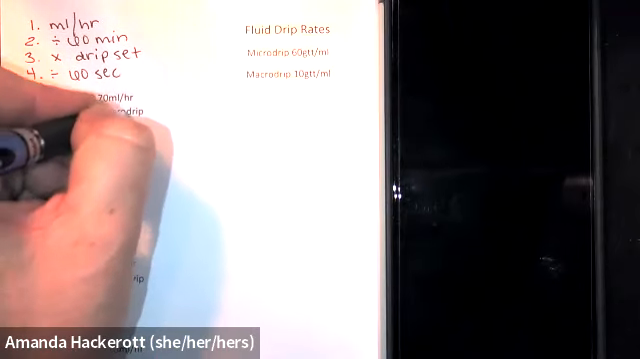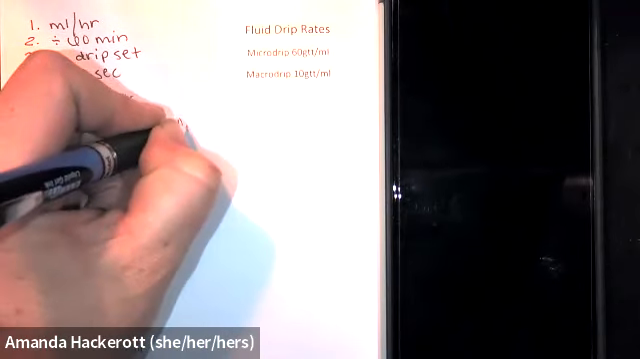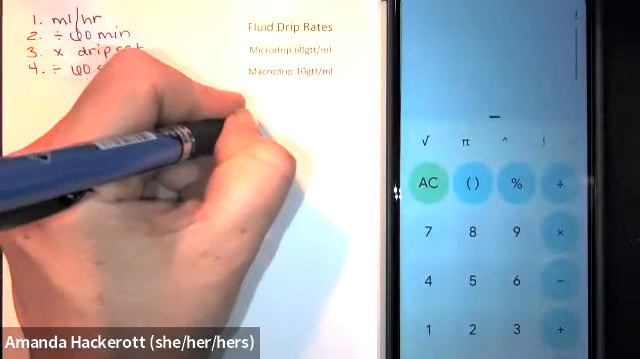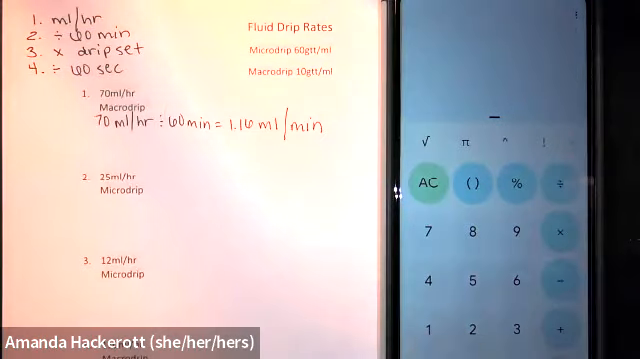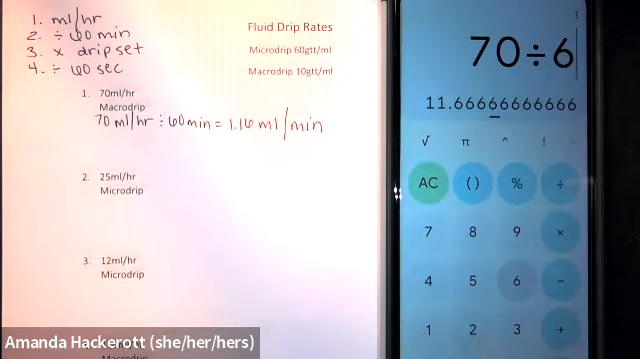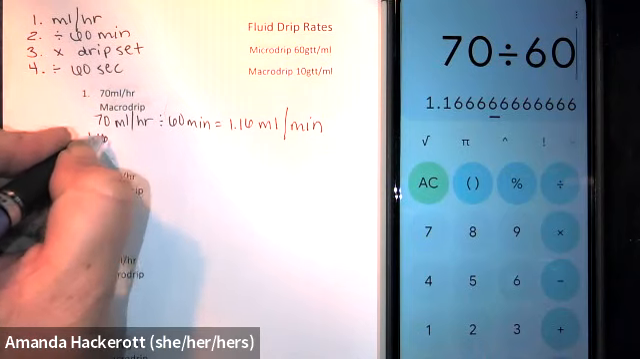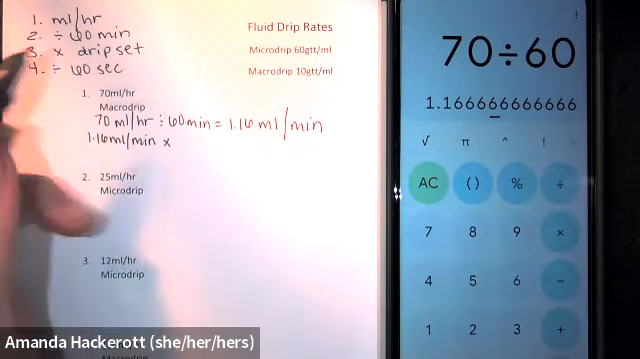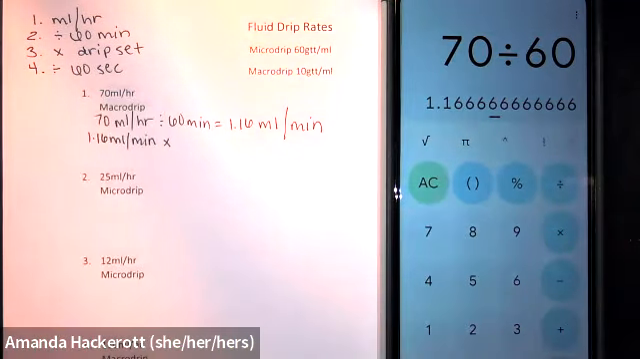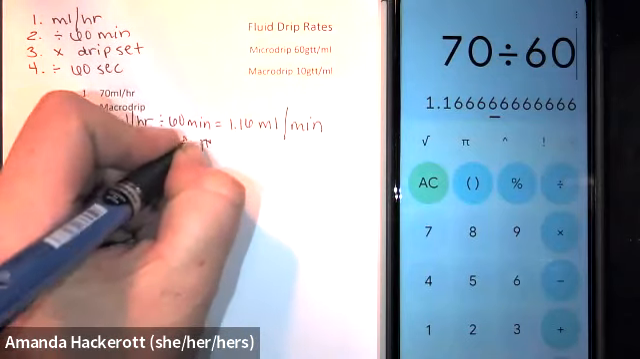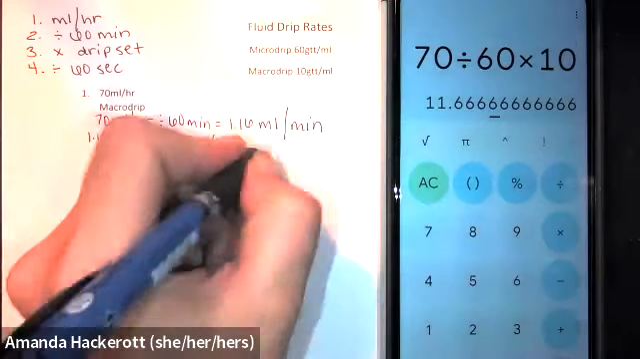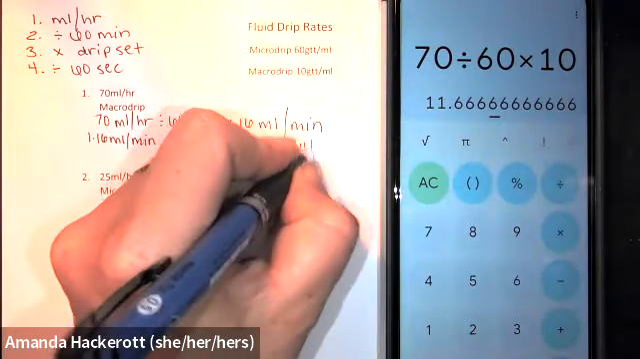We'll do 70 mL per hour divided by 60 minutes. And that's going to equal 1.16 mL per minute. So 70 divided by 60, 1.16. So then we're going to take our 1.16 mL per minute and times it by the drip set. And the drip set we're using here on this problem is a macro. So we're going to times that by 10 drops per mL. And that gives us 11.6 drops in a minute.